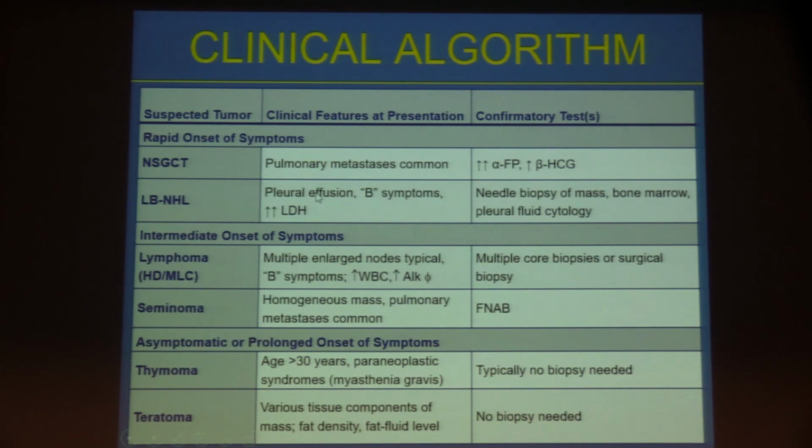So let's just quickly go over the clinical algorithm here. If you have this information, it's nice. If not, I think we're doing a great job even without it. But rapid onset of symptoms, we think about lymphoma, non-seminomas, germ cell tumor. With lymphoma, we're looking for B symptoms. With non-seminomas, germ cell tumor, we're looking for the labs, alpha fetoprotein and beta HCG. With intermediate onset, again, lymphoma, just less aggressive, or seminoma. Again, with lymphoma, we want to ask about those B symptoms. And we want to make sure we get a biopsy before we go to surgery. And with thymoma, they're often asymptomatic or have a very prolonged course.